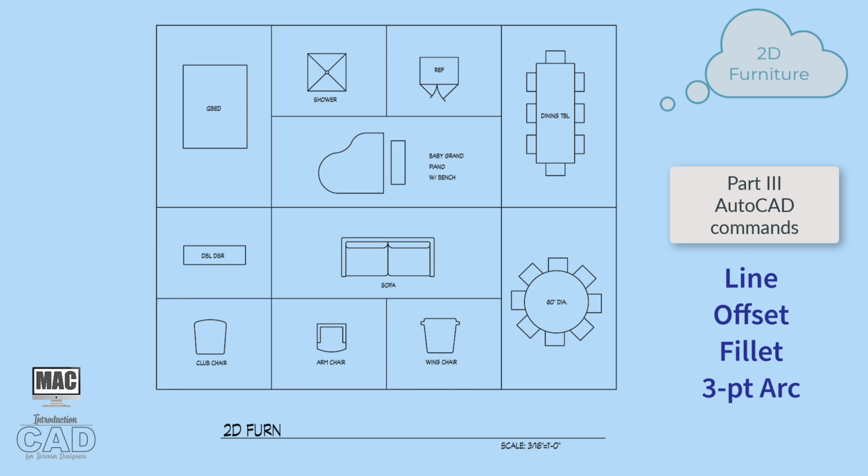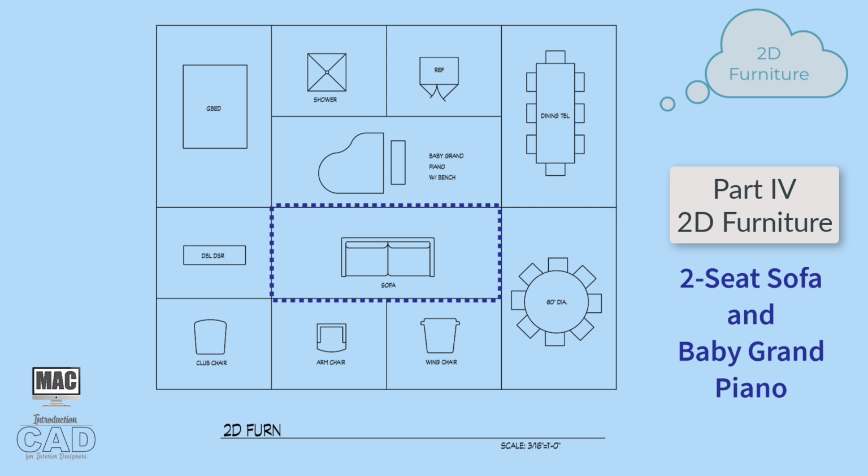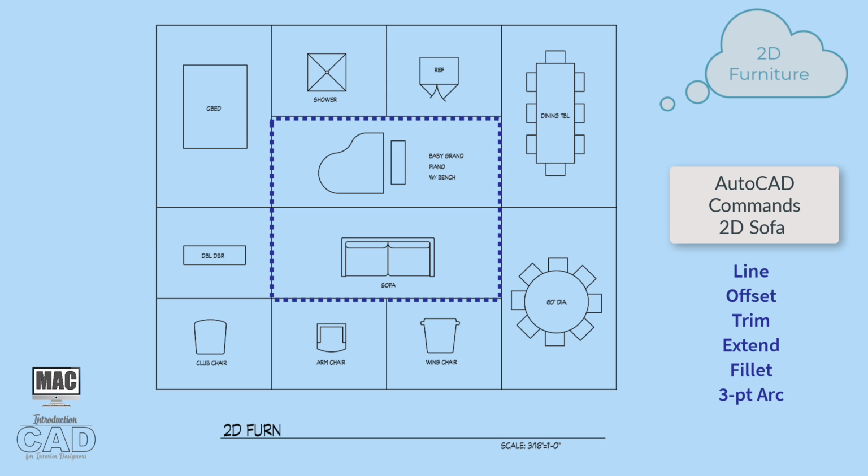In this final video of the 2D furniture exercise in AutoCAD, we will be drafting the 2-cushion sofa and the baby grand piano. The relevant AutoCAD commands for part 4 include line, offset, trim, extend, fillet, 3-point arc. Although we've explored these commands in parts 1, 2, and 3 of this lesson, the sofa and baby grand piano will teach you even more drafting techniques with these commands.